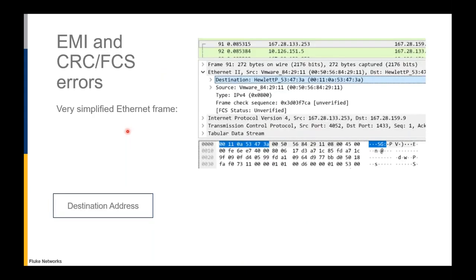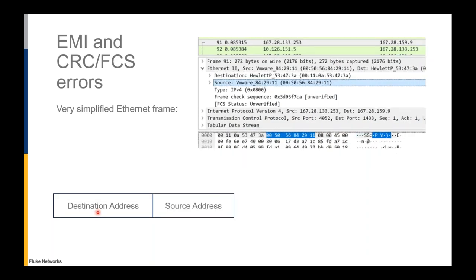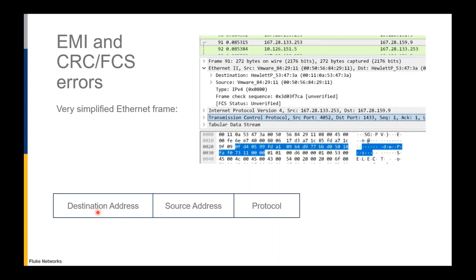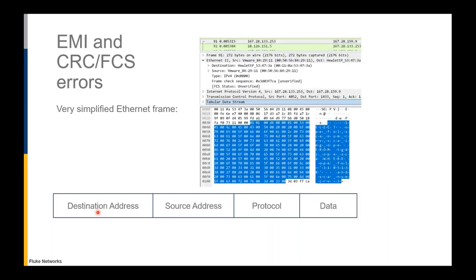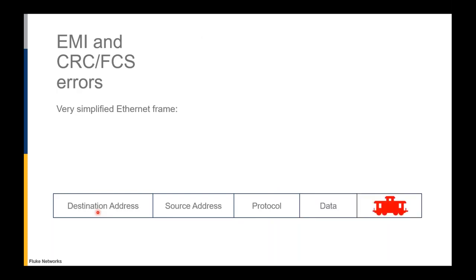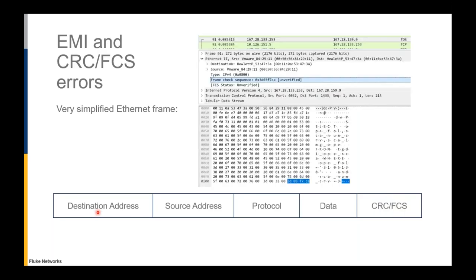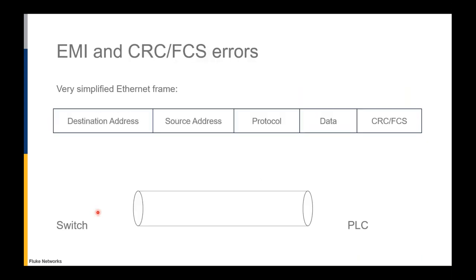So I want to just simplify this. At the start, at the front of our Ethernet frame, we have the destination address, where the frame's going. It's followed by the source address, where it came from. There's some protocol information. Are we speaking English or Spanish or HTTP or HTTPS? There's the actual cargo in the frame, what we're sending. And on the end, we have the cyclical redundancy check or frame checksum that makes sure that the sequence of bits and bytes were sent in the right order.